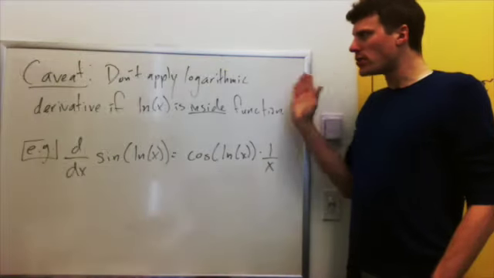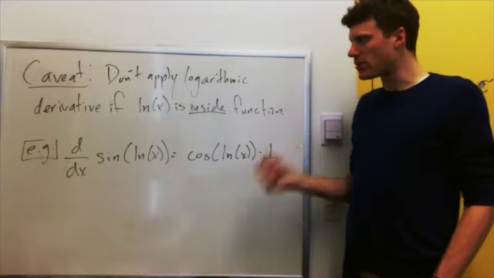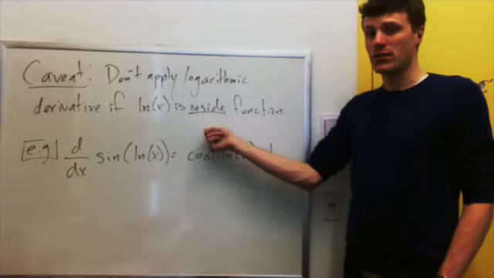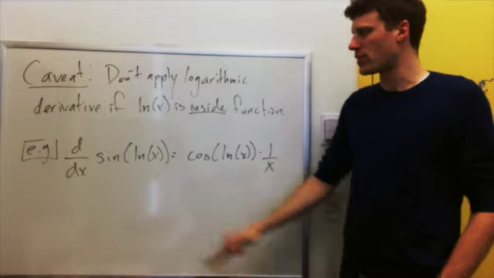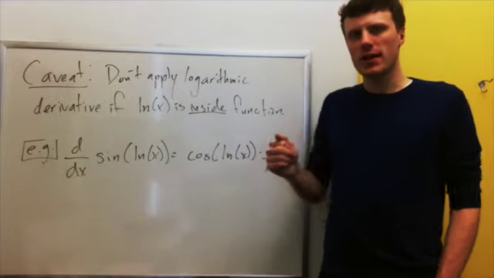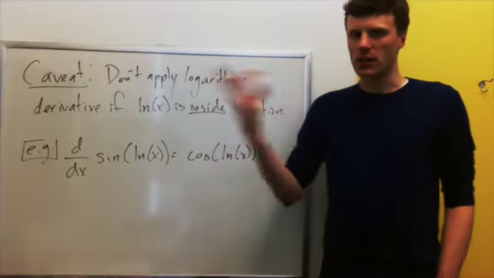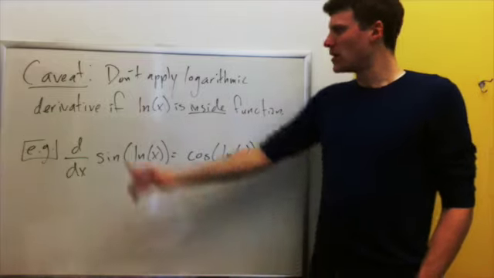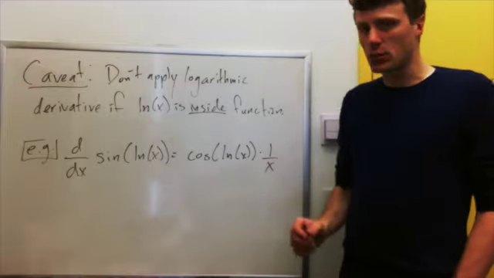A caveat: don't apply the logarithmic derivative if log of x is on the inside, if it's the inside function. So for example, if I take the derivative of sine of log of x, this is not the logarithmic derivative. I need log on the outside to apply it. So when I apply this, I just do the chain rule as usual.